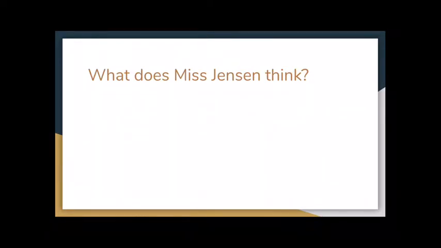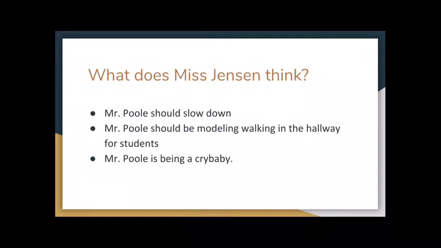All right, let's see what I was thinking. I believe that Miss Jensen was thinking that Mr. Poole should slow down. Maybe if he wasn't walking so fast, she wouldn't have knocked into him. Mr. Poole should be modeling walking in the hallway for students. He was in such a hurry that he wasn't being a good role model. And Mr. Poole is being a crybaby. Oh my goodness, it was a complete accident. Miss Jensen was able to laugh it off. Why wasn't Mr. Poole?